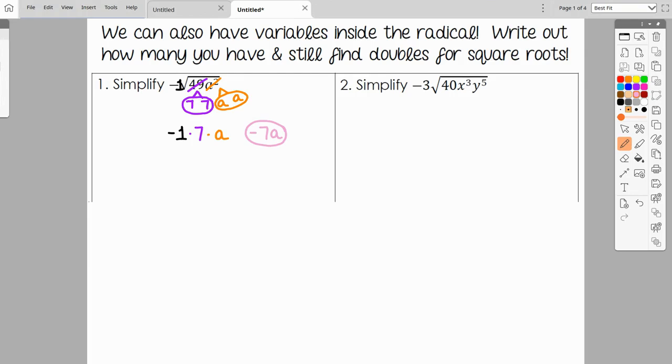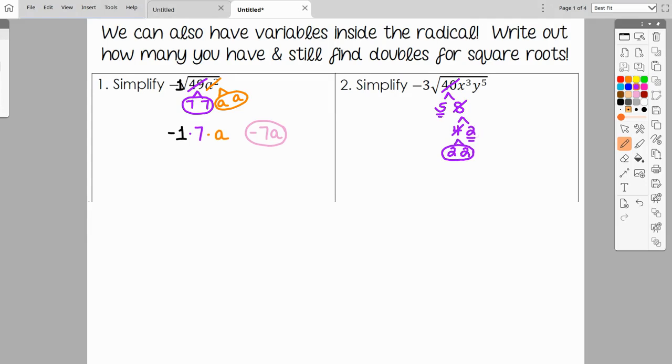For the next problem, I go ahead and simplify -3 square root 40x cubed y to the 5th. So again, I'm going to break down my 40 into factors. 5 and 8. 8 breaks down into 4 and 2. And then I'll break 4 down into a pair of 2's here. Remember, with my numbers, I cancel out everything I simplified. I circled 2 of a kind since I'm dealing with a square root, and I'll underline what I have that will be left inside.